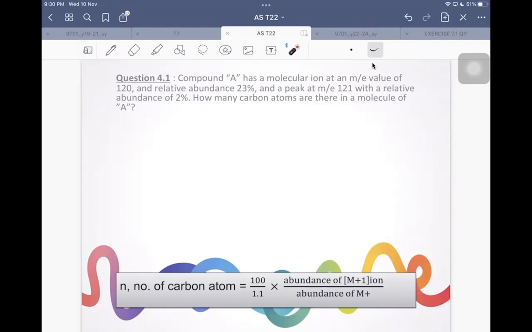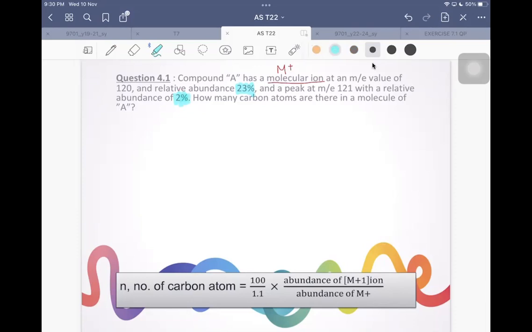Okay, so compound A has a molecular ion at an m/e value of 120. So that means the mass to charge ratio is 120. The relative abundance is 23%. So we're interested in the relative abundance. Just label this as your molecular ion, so that's M plus, and a peak at mass to charge ratio of 121 with a relative abundance of 2%. So you can see the difference in abundance. One is 23%, the other one is 2%.